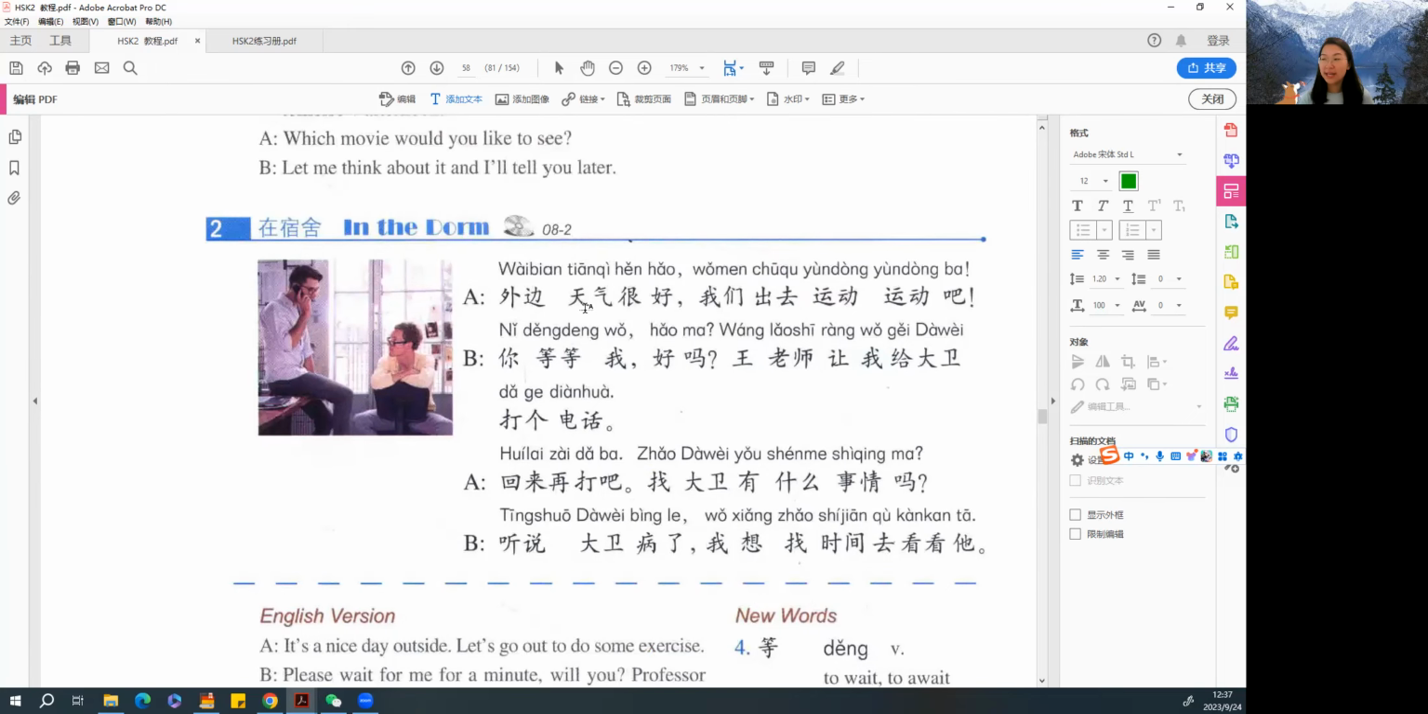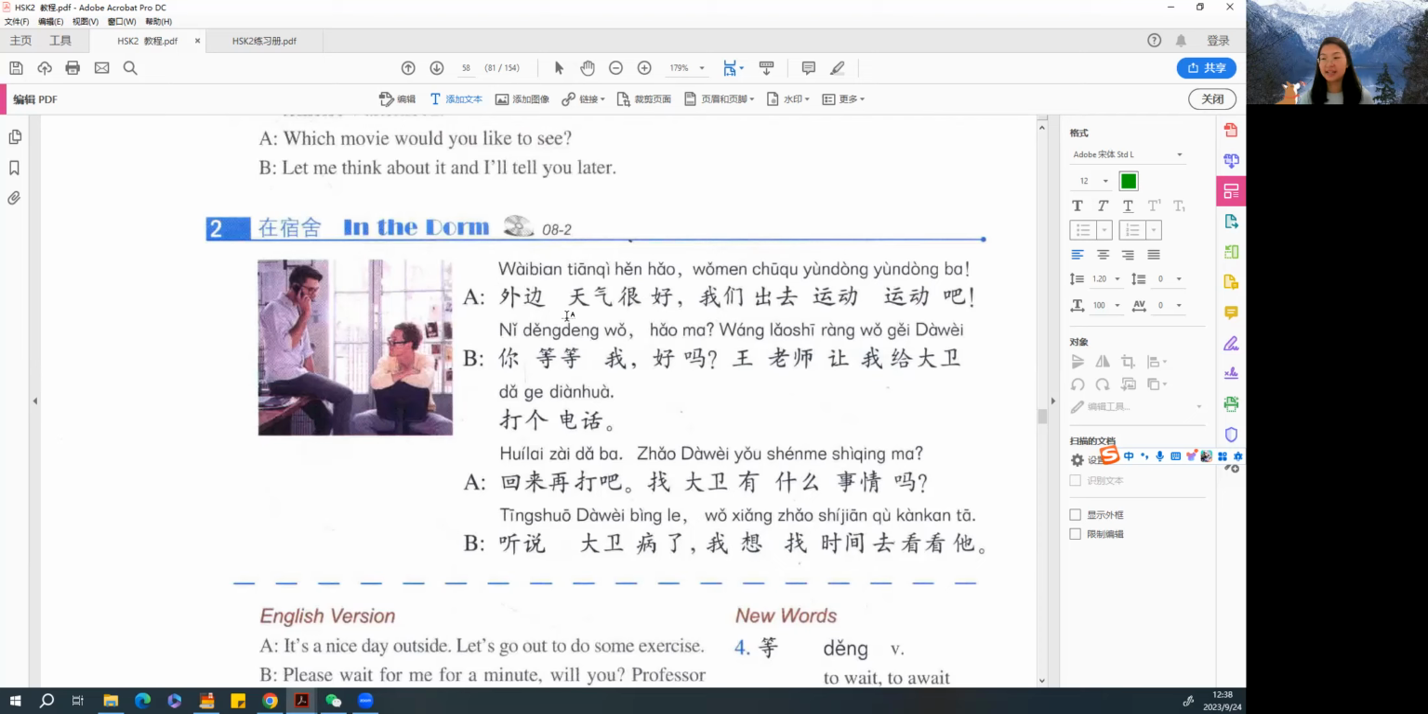外边天气很好，我们出去运动运动吧。你等等我，好吗？王老师让我给大卫打个电话，回来再打吧。找大卫有什么事情吗？听说大卫病了，我想找时间去看看他。外边天气很好。Outside, weather, very good.